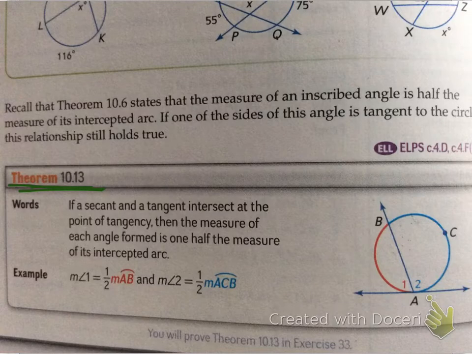Alright, next one. Let's look at theorem 10-13. They're saying if a secant and a tangent intersect at a point of tangency, then the measure of the angle formed is 1/2 the measure of the intercepted arc. So notice here how angle 1 is half of AB, and angle 2 is half of BCA, or ACB, however you want to look at it.